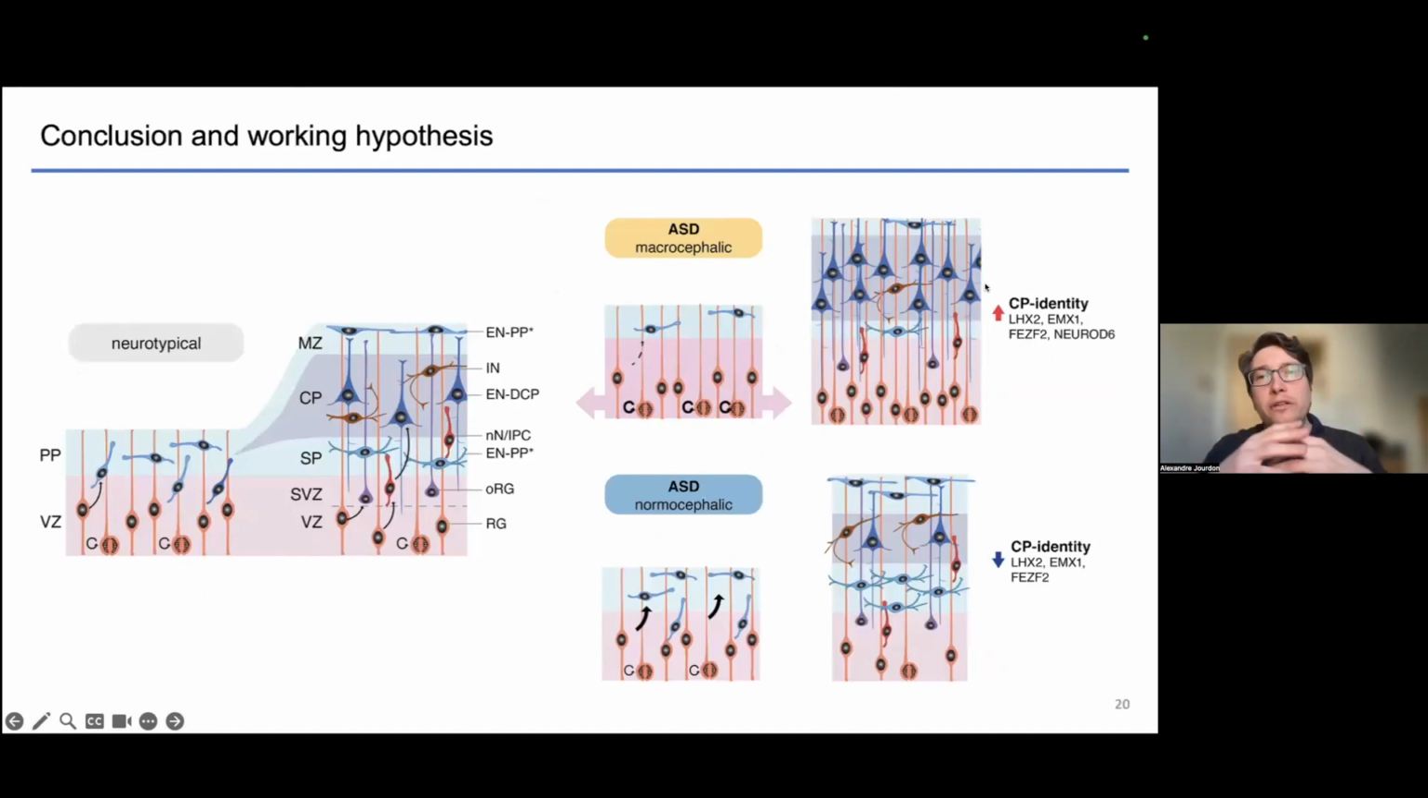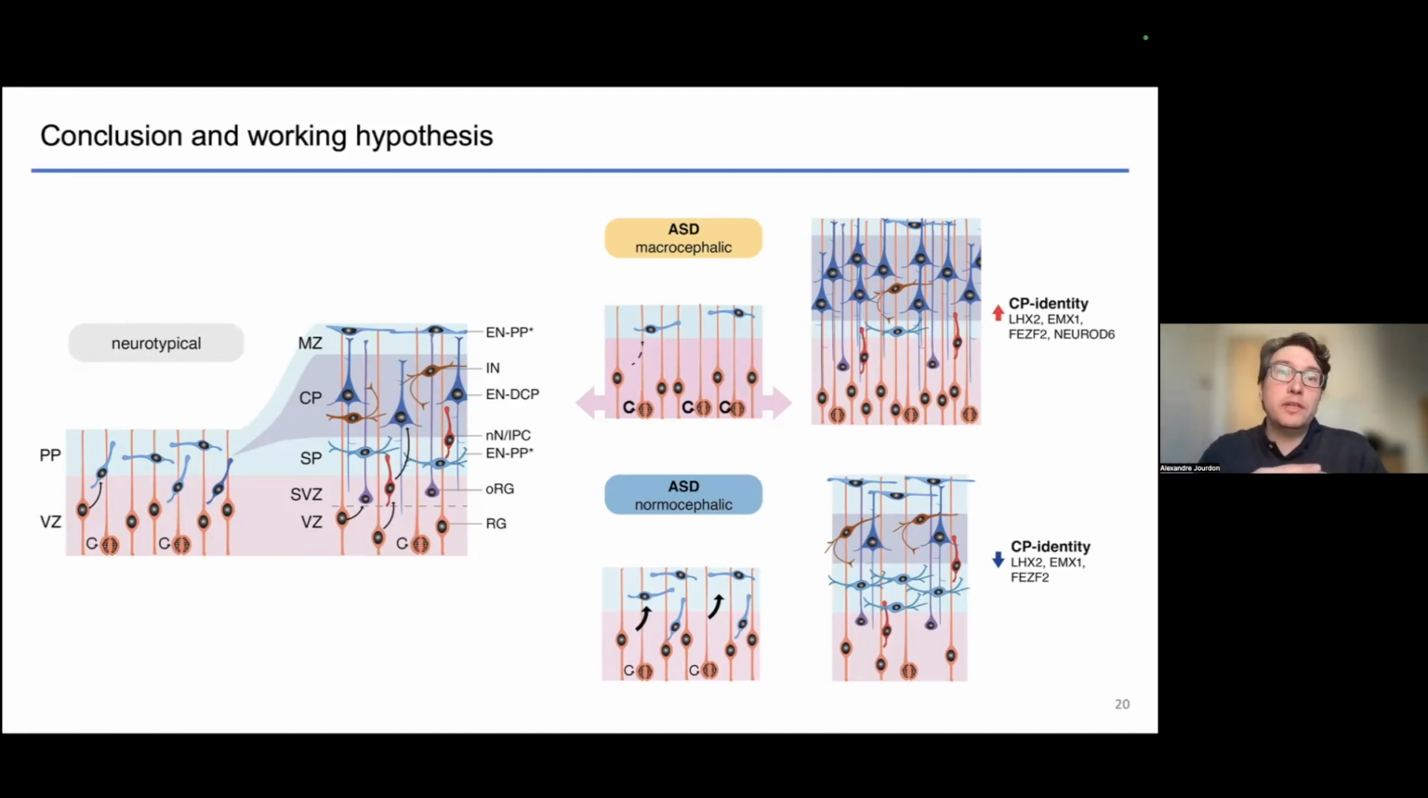So altogether, the working hypothesis that we have right now in the lab is that compared to neurotypical individuals during neurogenesis, ASD with macrocephaly will tend to have potentially an increase in cell divisions that could then lead to an increased production of excitatory neurons of the cortical plate.